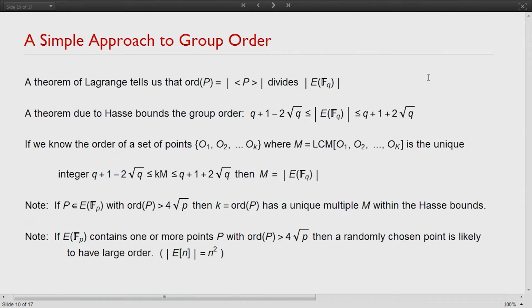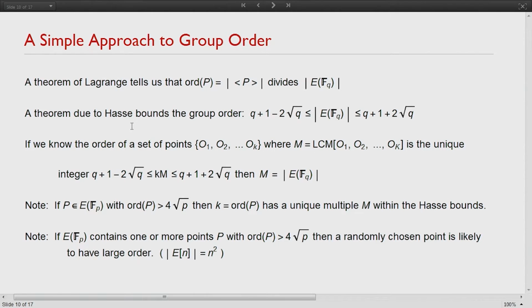So a simple approach to group order uses a couple of basic theorems of algebra. The order of a point must divide the order of the group, Lagrange. And a beautiful theorem of Hasse bounds what the order of the elliptic curve group is, that is the points with coordinates in the base field, to within plus or minus 2 square roots of the field size. So if we know the order of a set of points and the least common multiple is in that range, then we have the group order.